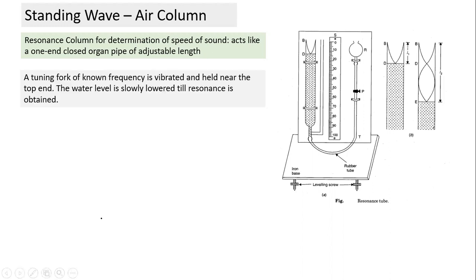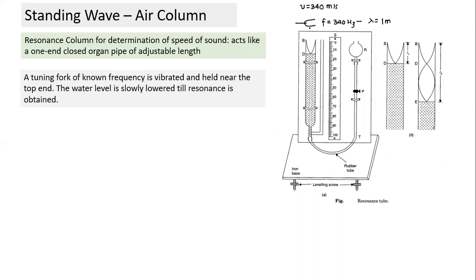What we use here is a tuning fork of known frequency, vibrating. Suppose I have a tuning fork. Let's assume, in a simple case, that at 20 degrees the speed of sound is 340 meter per second. I get a tuning fork which has a frequency of 340 hertz. It means this tuning fork creates a wavelength of 1 meter.